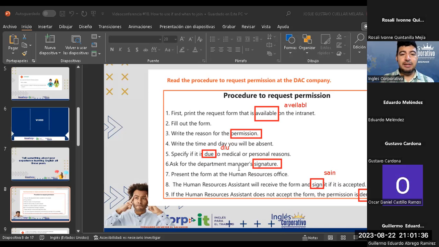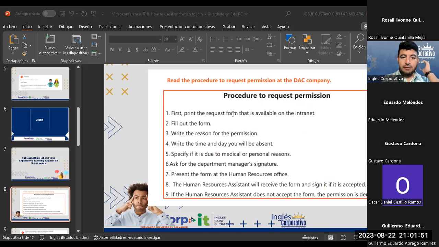If you notice, this is internet, not intranet. This is a mistake. If you notice in this manual, we have seen a couple of mistakes, right? So, well, first print the request. Fill out significa llenar o completar.